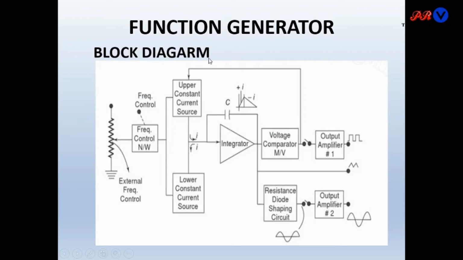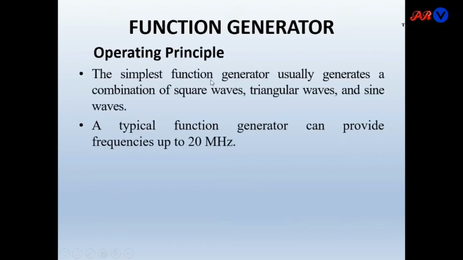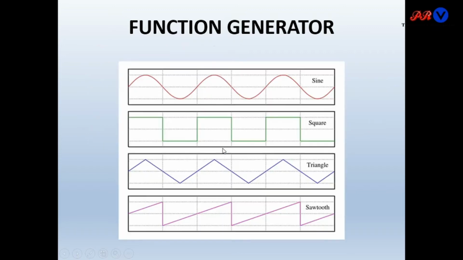Operating principle. The simplest function generator usually generates a combination of square wave, triangular wave and sine waves. A typical function generator can provide frequencies up to 20 megahertz. In lab you will find a function generator that can provide signals up to frequencies of 20 megahertz. These are the waves that are generated by the function generator: sine wave, square wave, triangular wave and sawtooth wave.